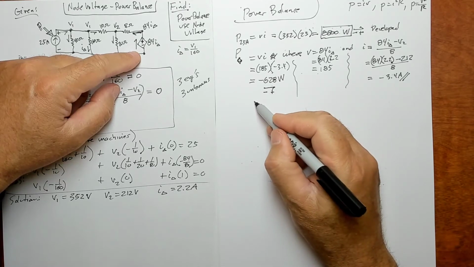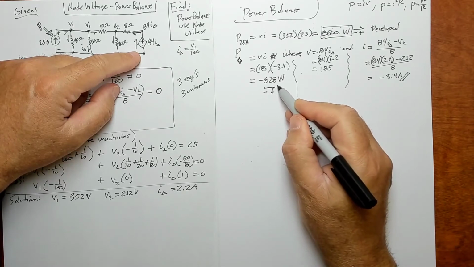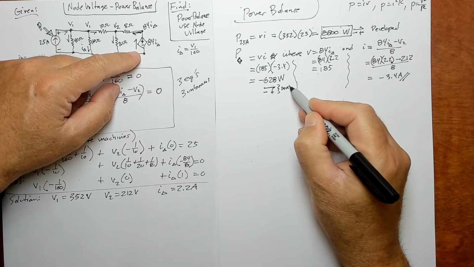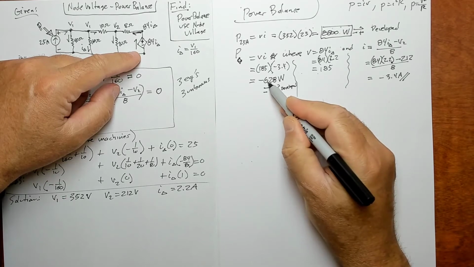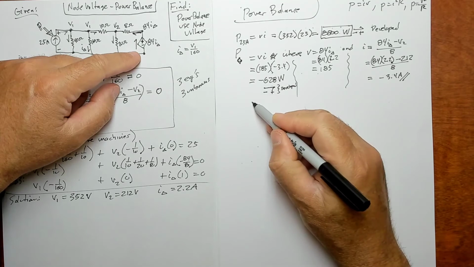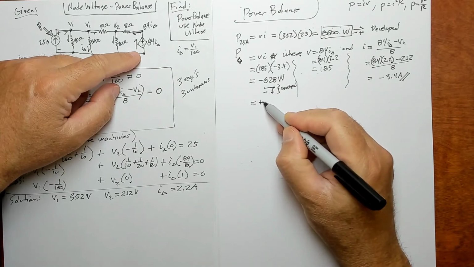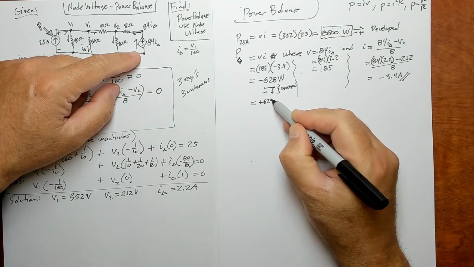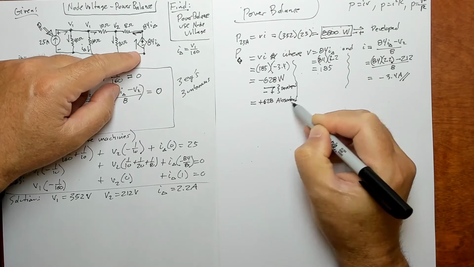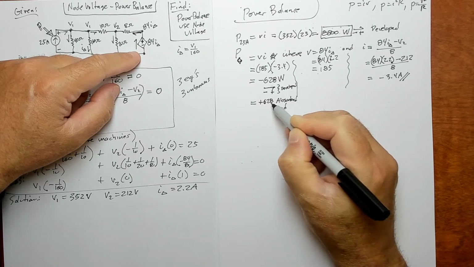So let me see. This means developed, but it's negative 628 developed. So you could say that that's positive 628 absorbed. So it's a load. All right.